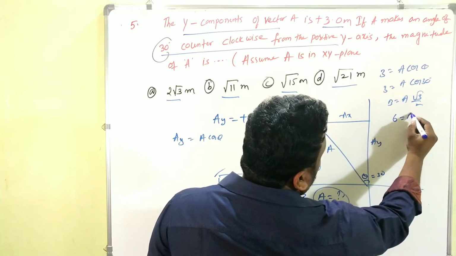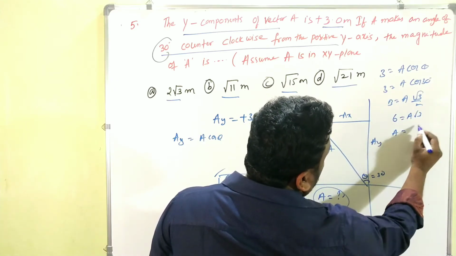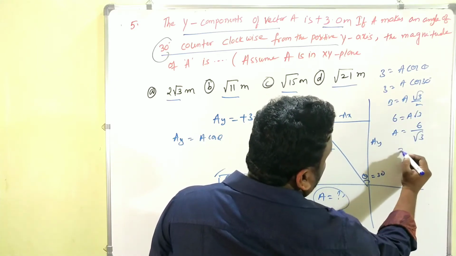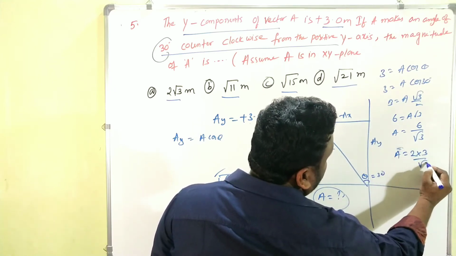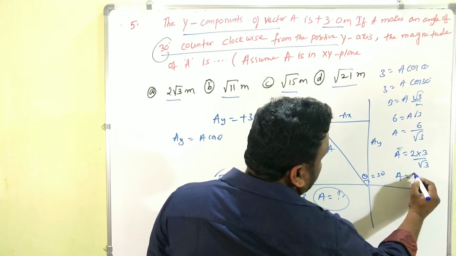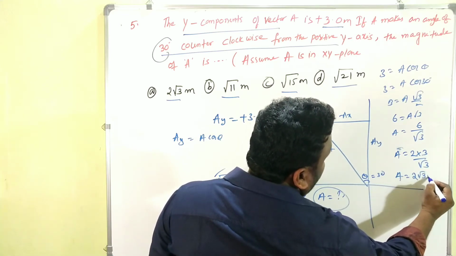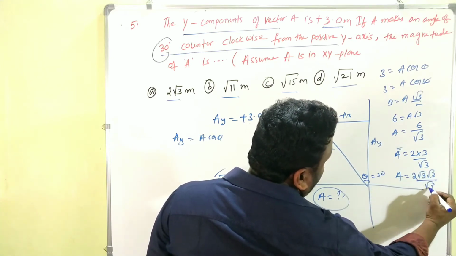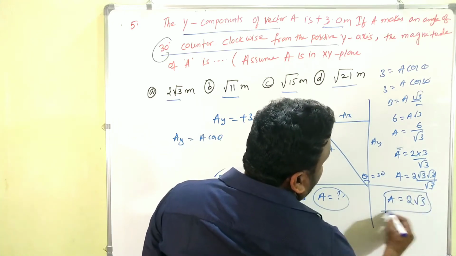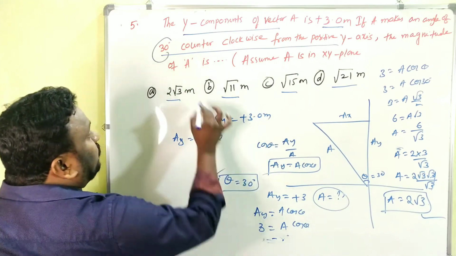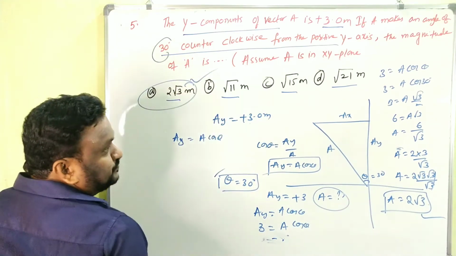Then we get 6 equals A root 3, so A is equal to 6 by root 3. That is A equals 2 into 3 by root 3. Writing 3 as root 3 into root 3, the root 3 cancels, so A is equal to 2 root 3. Among the four options, the first one is the correct one.